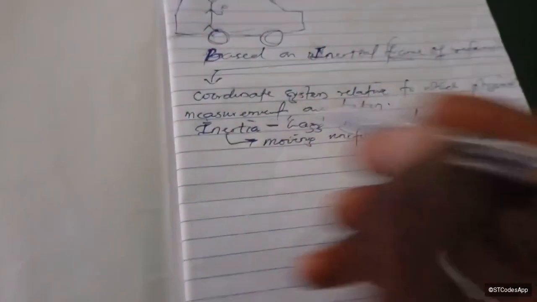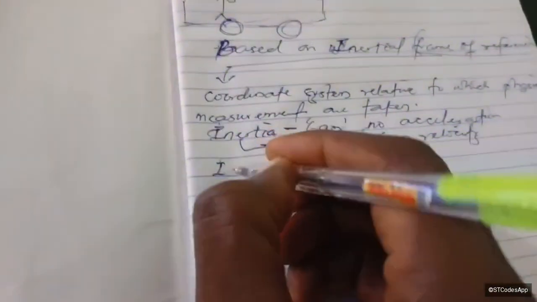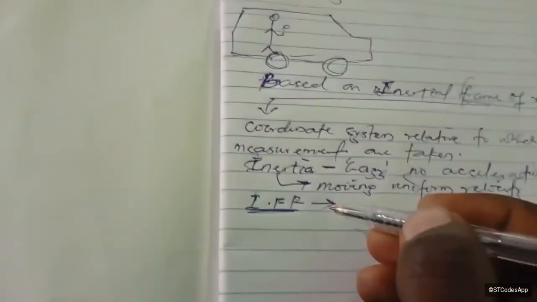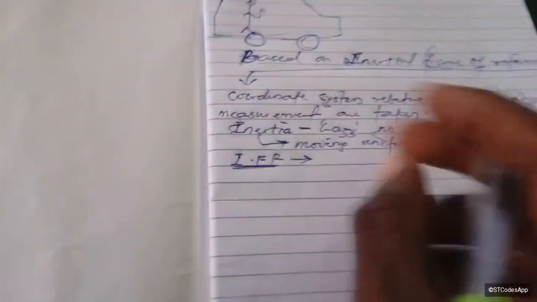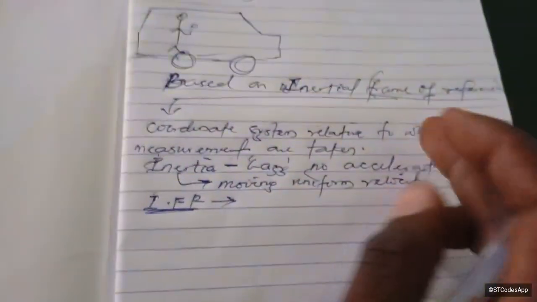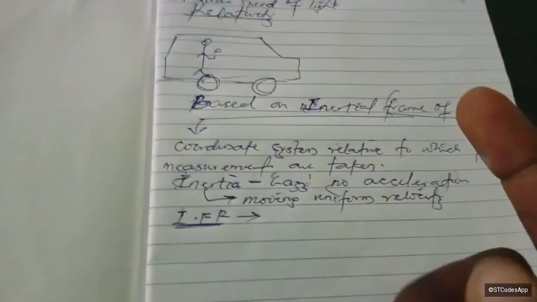So now, an inertial frame of reference, IFR, would be one that moves with constant velocity, or that is not accelerating at all. It is a frame of reference that we use to measure a physical quantity, and the frame is either not moving or is moving at a uniform speed.